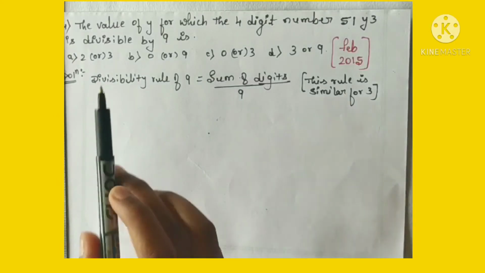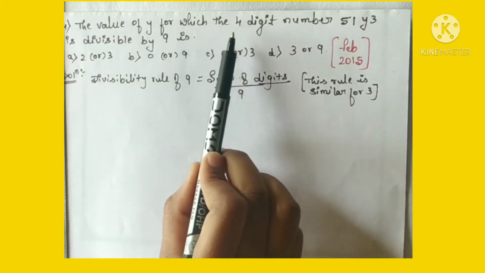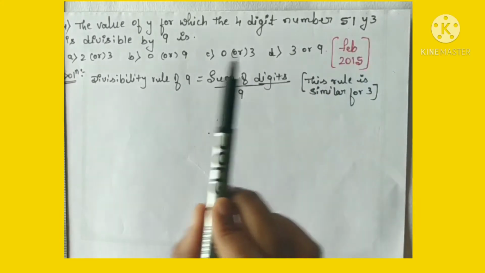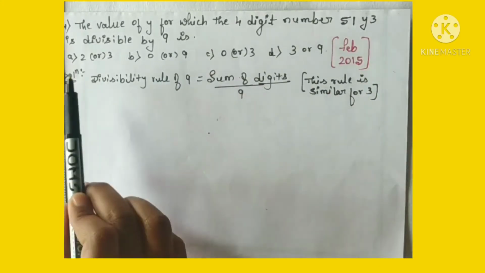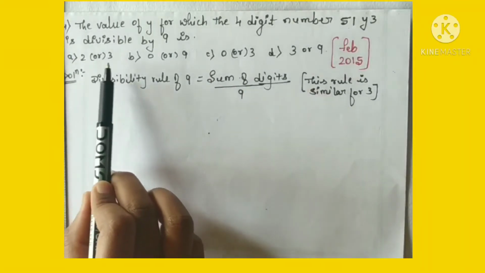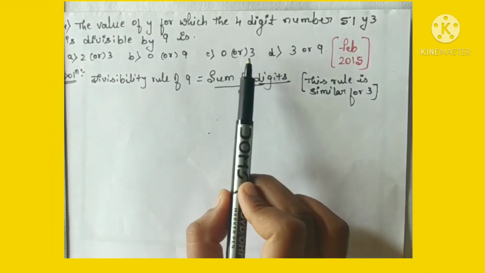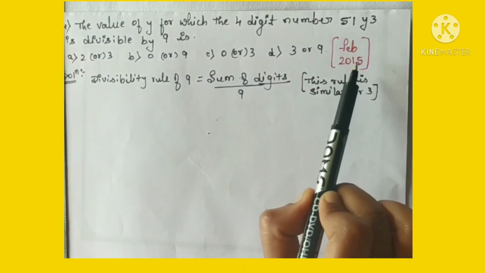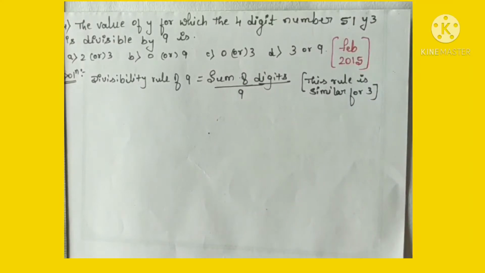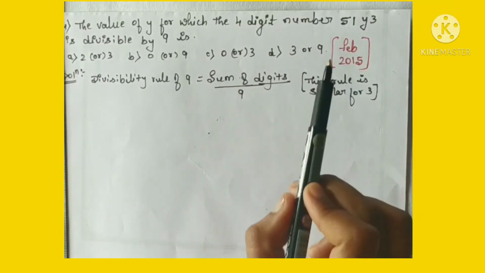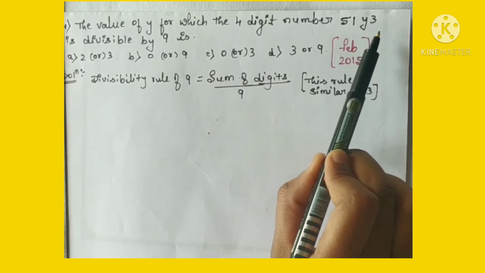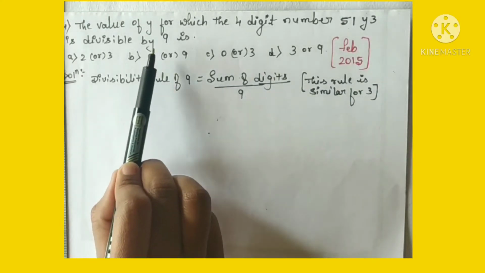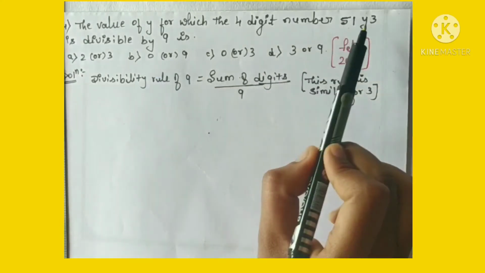Next question is, the value of y for which the 4-digit number 51y3 is divisible by 9 is. The options are given here: 2 or 3, 0 or 9, 0 or 3, and 3 or 9. This question was asked in the year 2015. Okay. Now they gave a number 51y3, so that this number is completely divisible by 9, and we have to find out the value of y.